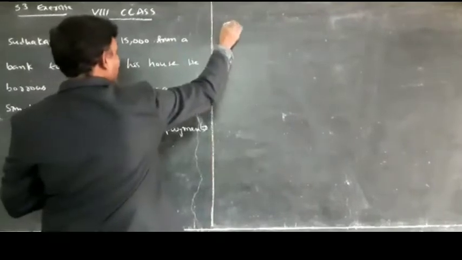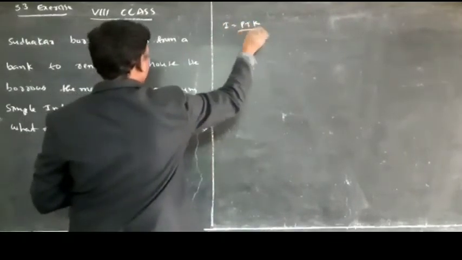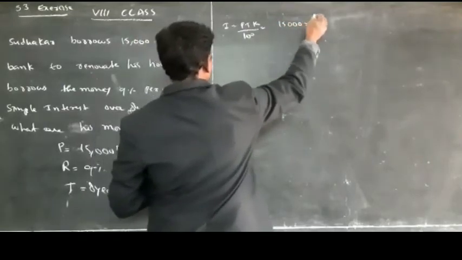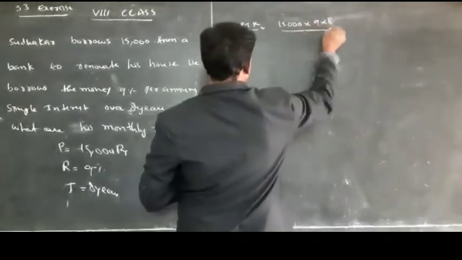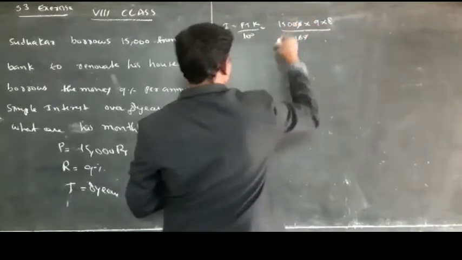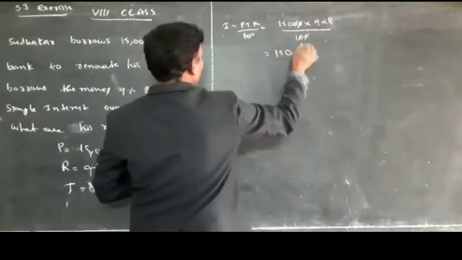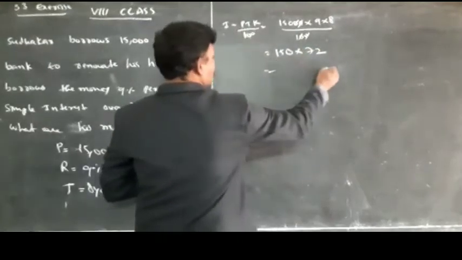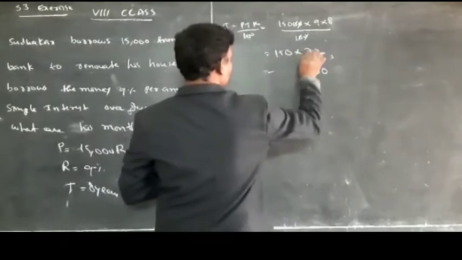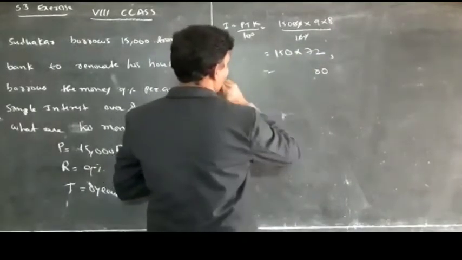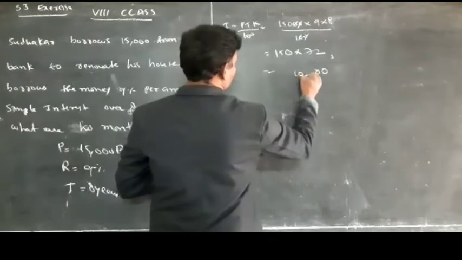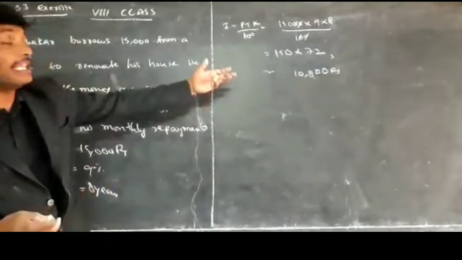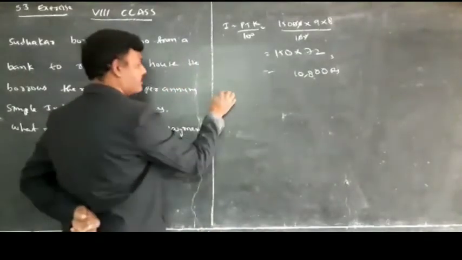Okay. Now I is equal to PTR by 100, which is 15,000 into 9 into 8 by 100. The zeros cancel. So 150 into 8 into 9; 8 nines are 72. Now multiply this: 0, 15 twos are 30, 15 sevens are 105, 105 plus 3 is 108. So after 8 years, what is the interest? 10,800.